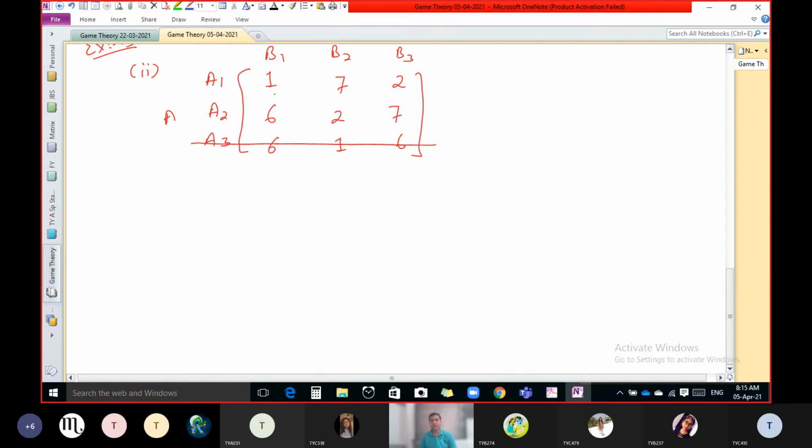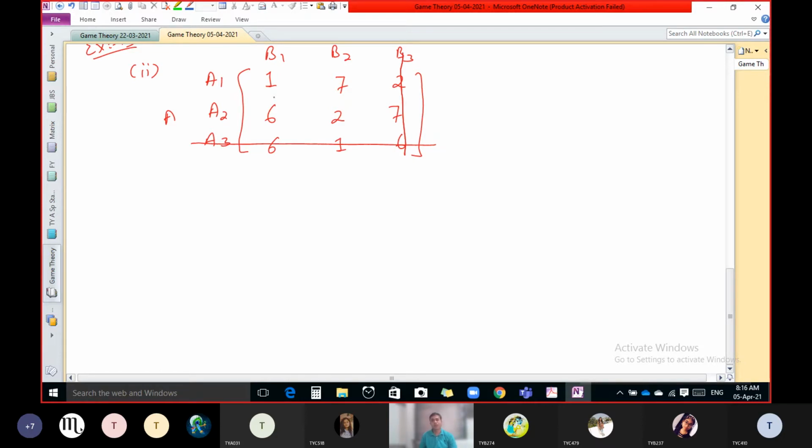Okay, now compare B1 with B3. Which one is better, B1 or B3? B1. And here, B1 again. So if you are player B, you will always go for B1 compared to B3, because in B3 you have to pay more compared to B1. So we can say that B3 is dominated by B1, and we have to remove B3. So now we get only a 2 by 2 matrix.